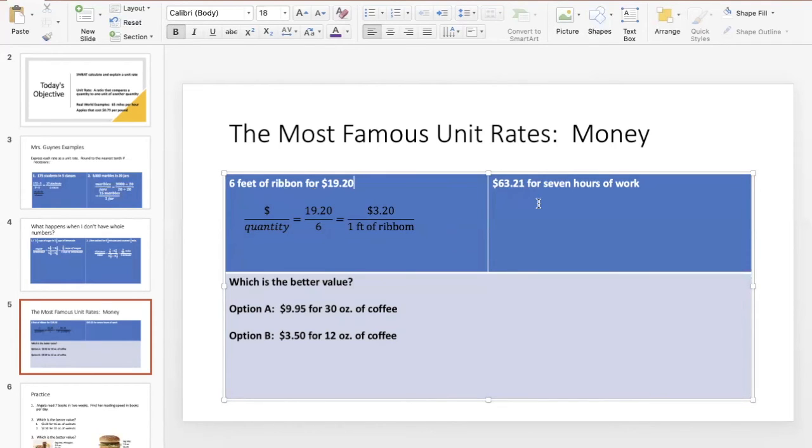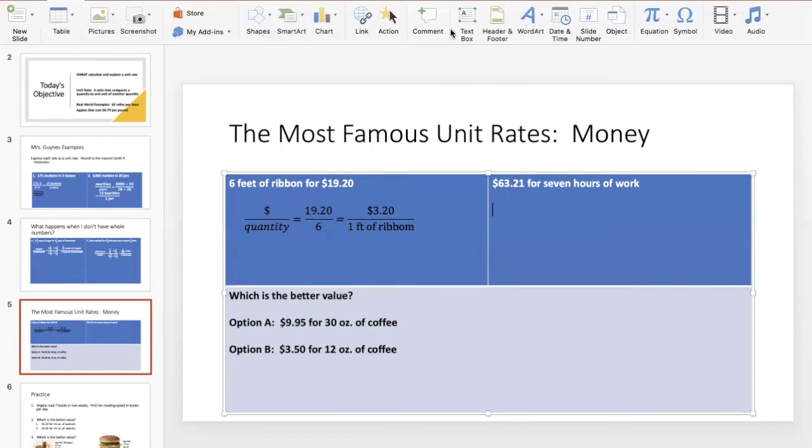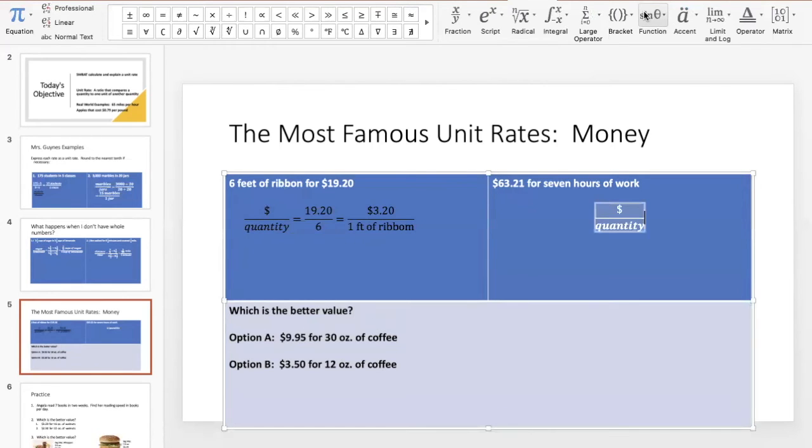Let's take a look at this example. Somebody has earned $63.21 for 7 hours of work. Well, if we do that, that means we're putting money over quantity. We're going to put $63.21 over 7.